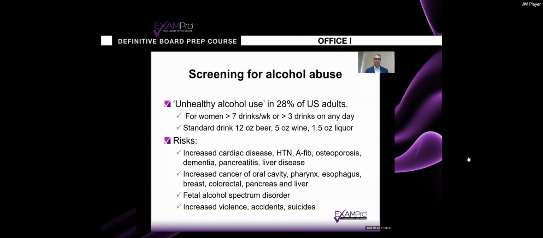Now, I want to go on and just mention, again, for women at risk or unhealthy use, greater than 7 drinks in a week, greater than 3 drinks on any given day. What qualifies as a drink? Well, it depends on what alcohol product we're talking about. Generally 12 ounces for a beer, 5 ounces for wine, 1.5 ounces for liquor. And this is based upon the relative alcohol content in each of those drinks. The overuse of alcohol has significant risks, and we've listed a bunch of them here. There are many different things you can say, which makes it pretty easy.